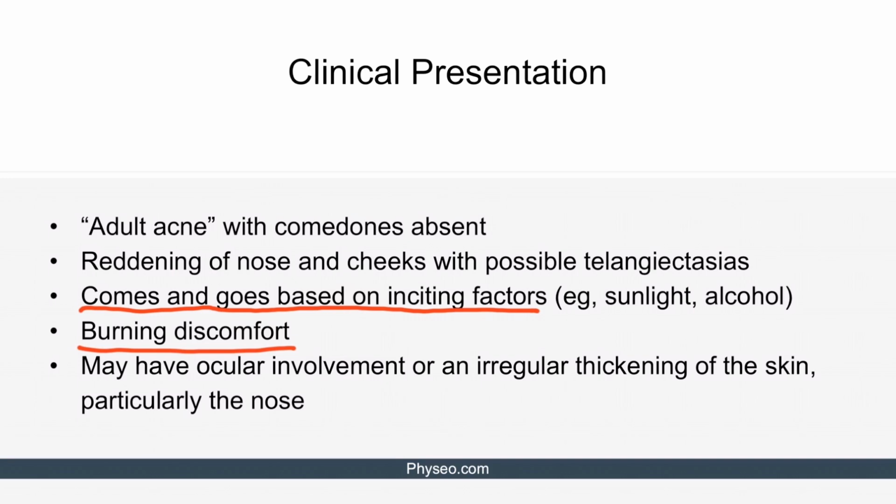It is also possible for patients to have ocular involvement, such as blepharitis, keratitis, or a foreign body sensation within the eye. We call this ocular rosacea. Finally, patients may get an irregular thickening of the skin, particularly the nose. This is called phymatous rosacea.